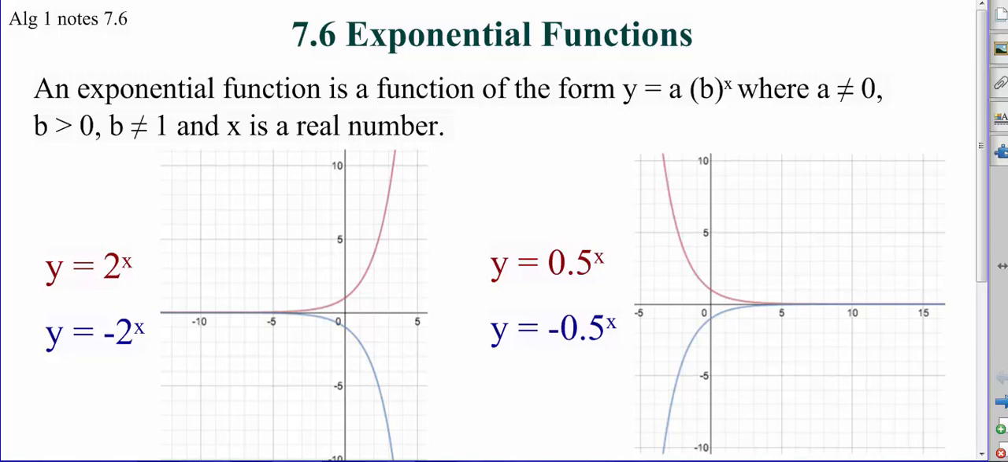Algebra 1 students, welcome to your 7.6 notes. Exponential functions is what we'll be looking at today.